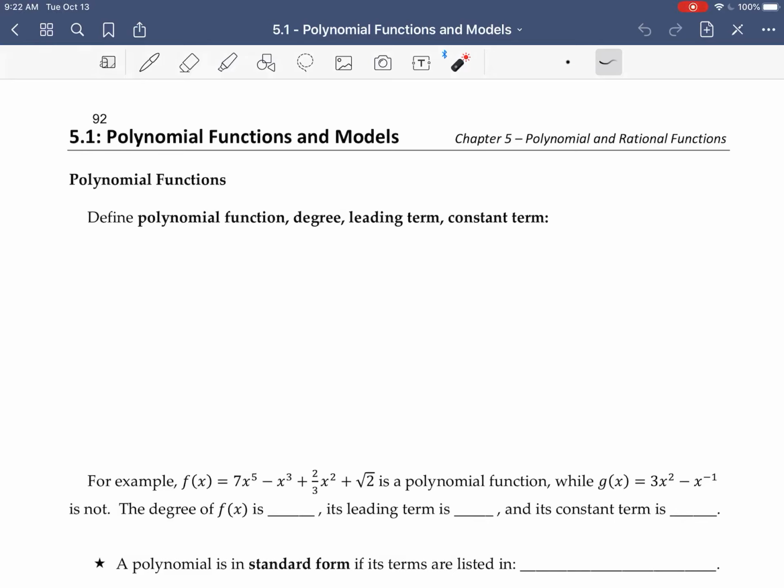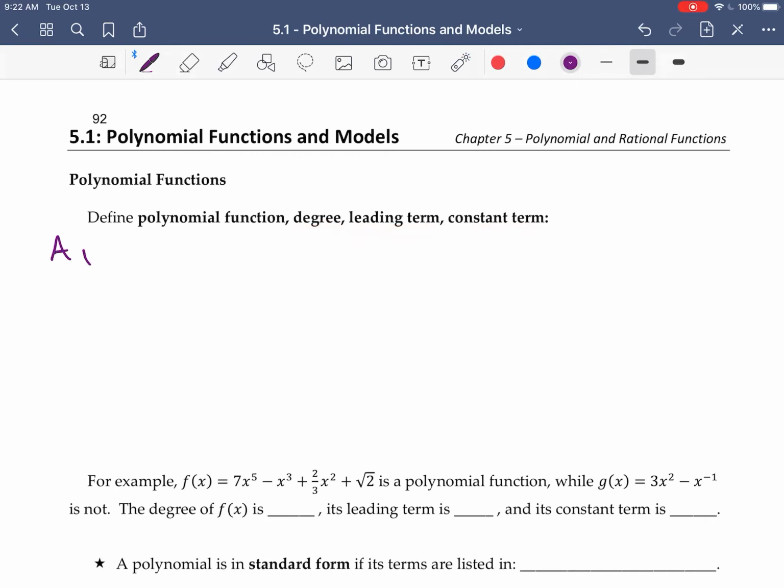In this video, we're going to talk about polynomial functions. So first, let's start by defining a polynomial function. There's a few things that go along with that. We're going to define degree, leading term, and constant term.